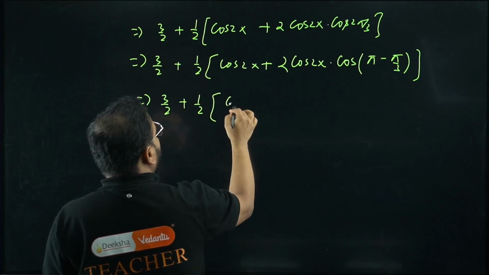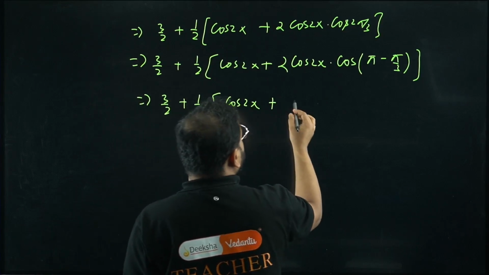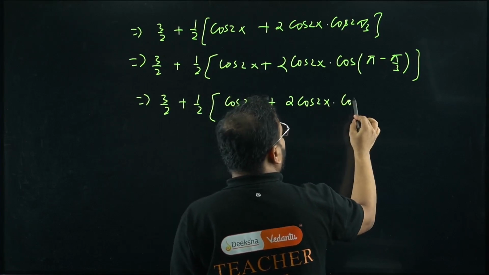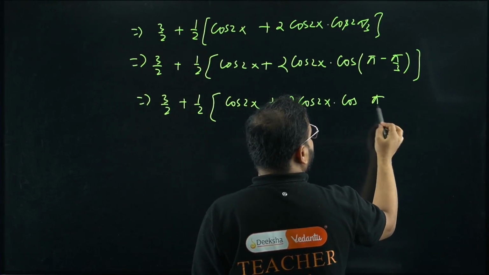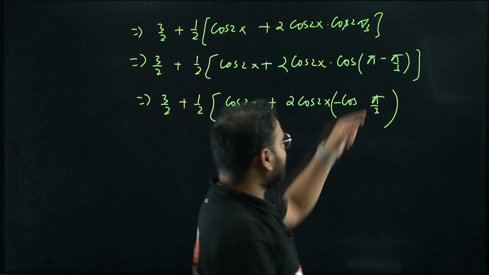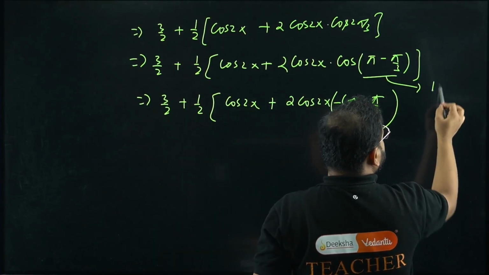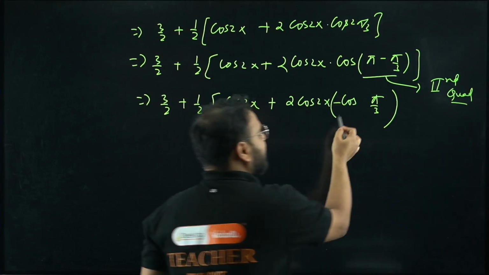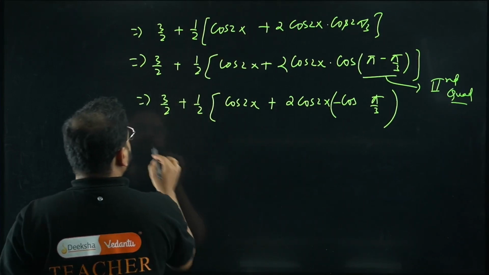Please check. Cos 2x plus 2 cos 2x times cos pi by 3. But negative sign, na, sir. How come, sir? Second quadrant. This angle is in the second quadrant. Hence, the negative sign is there. Negative of cos. Okay.